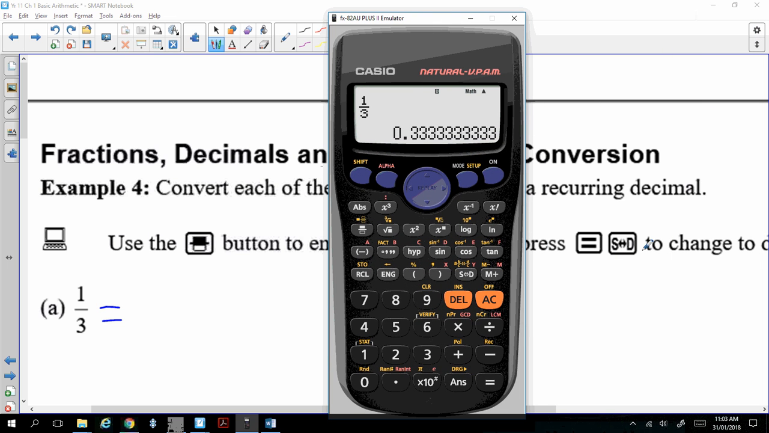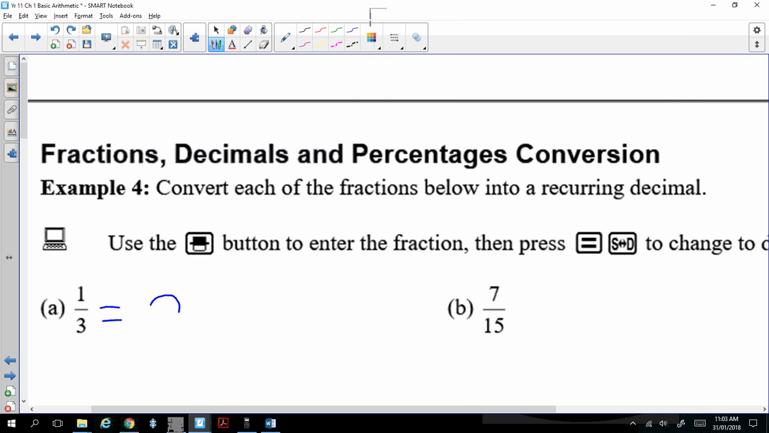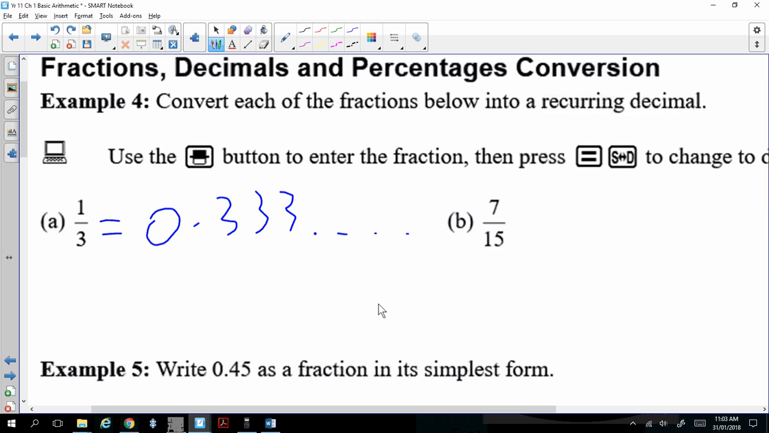So you write 0.333. But you're not going to write all the 3s. You're going to use the recurring decimal symbol. Put a dot on the top. Or you can put a line on the top. Up to you. Okay? How about the next one?